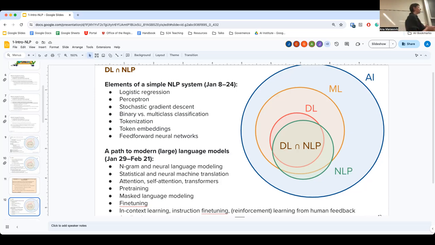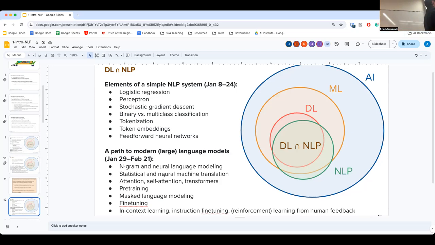And then we're going to move to going over the journey to the modern large language models. We are going to start with n-gram and neural language modeling, which has been a historically long task in the NLP community, but it is the basis of what we call today generative AI. When we do generative AI, we just predict the next word, which is basically what language modeling is.